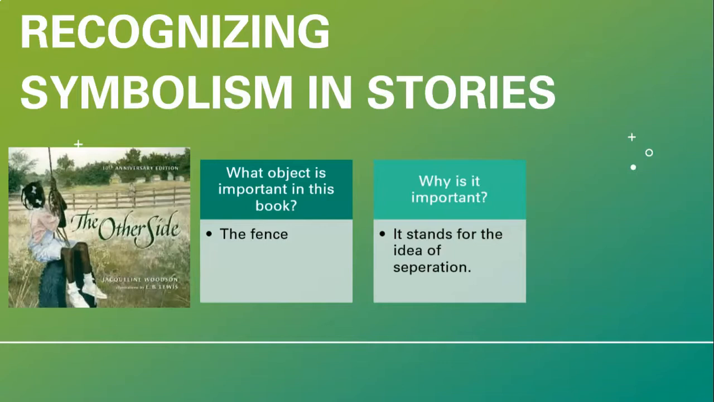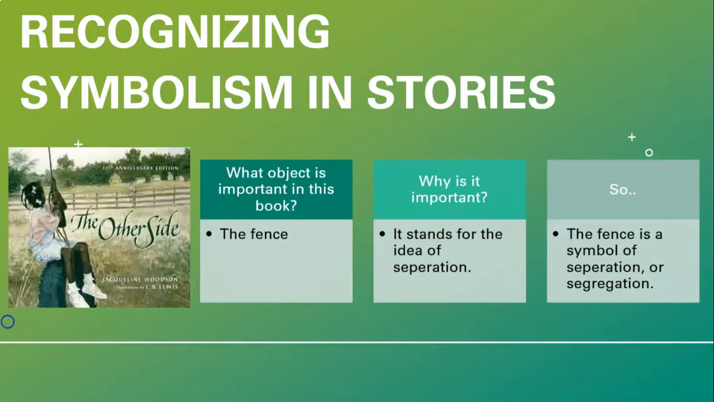And that is a very important part of understanding what the message of the story is. So it's important that we recognize this symbolism. So we can put these two questions into a pretty nice summary sentence as we learn to recognize that. So what object is important in the book? Why is it important? So we can say the fence is a symbol of separation, or more specifically in this book, segregation.